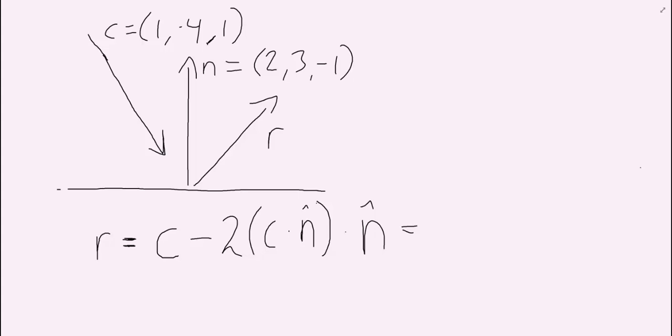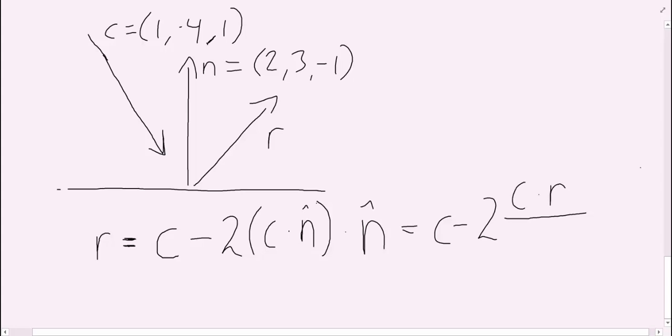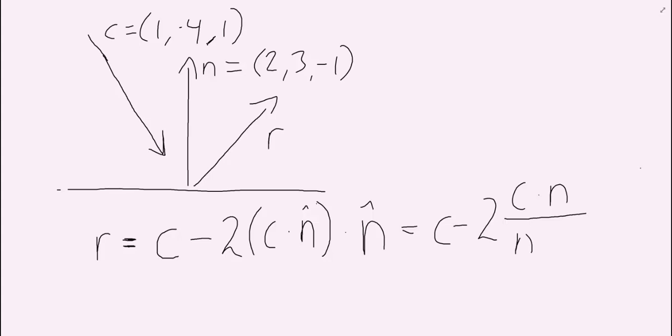Or we can say c minus 2 times c dot n divided by the length of n squared, and the length of n squared is the same as saying n dot n, times n. Okay, so this is what we're going to calculate.